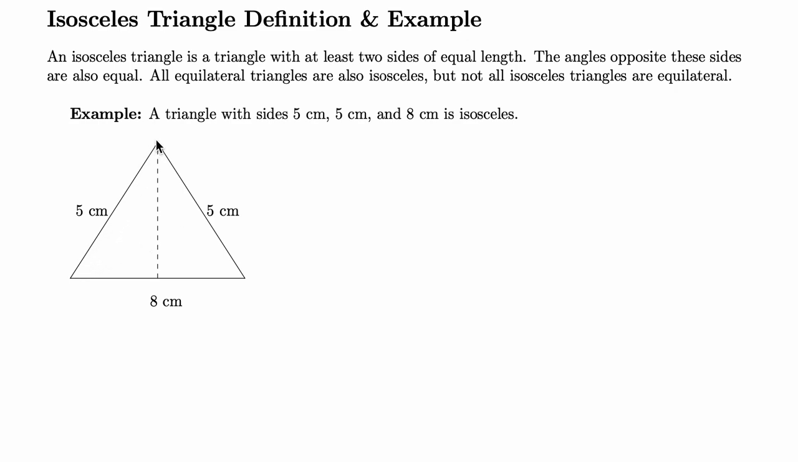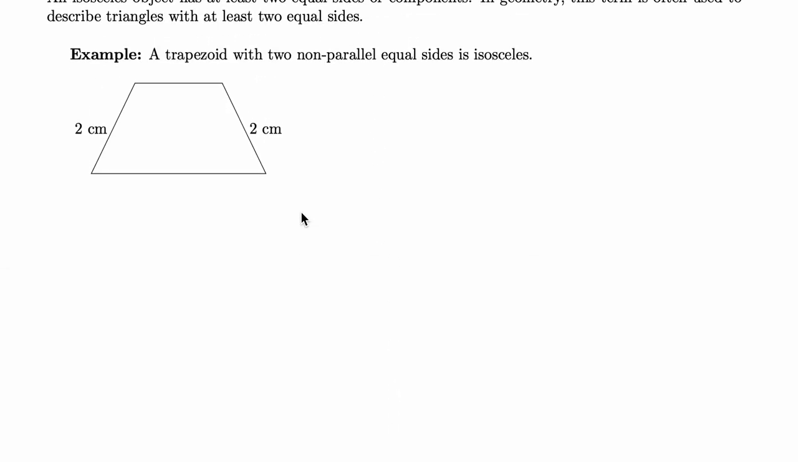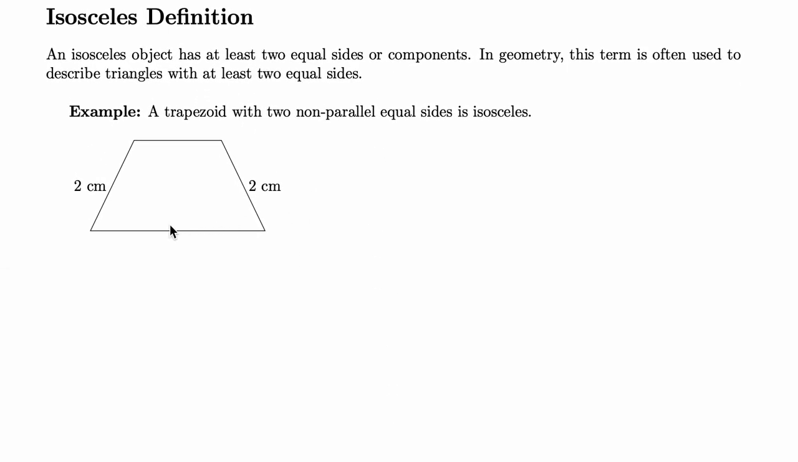So you can see it has these two congruent sides here, each 5 centimeters, and also these base angles here and here. Those would also be congruent. However, it doesn't have to be a triangle. It can also be really any figure, but like this is an example of a trapezoid. So again, you have these two congruent sides and then also these base angles here. Those would also be congruent.